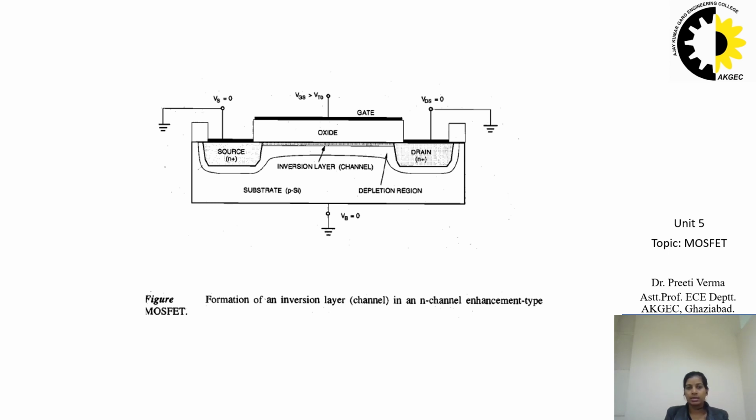So the next case, let's see when we have VGS greater than 0 and VDS is 0. When a small positive voltage is applied to the gate, the majority carriers, that are the holes in this p-type substrate, are repelled back into the substrate and a depletion region is created. Since the surface is devoid of mobile charge carriers, current conduction is not possible.